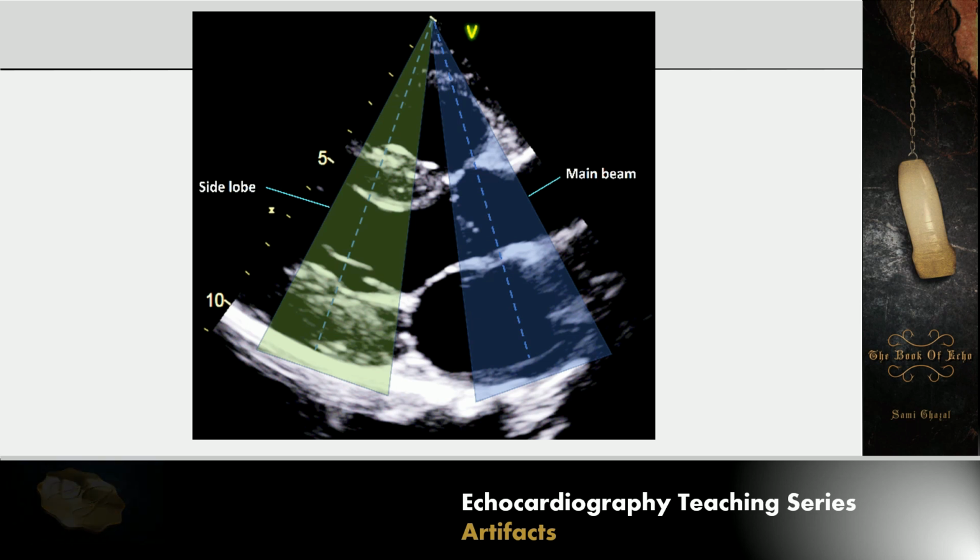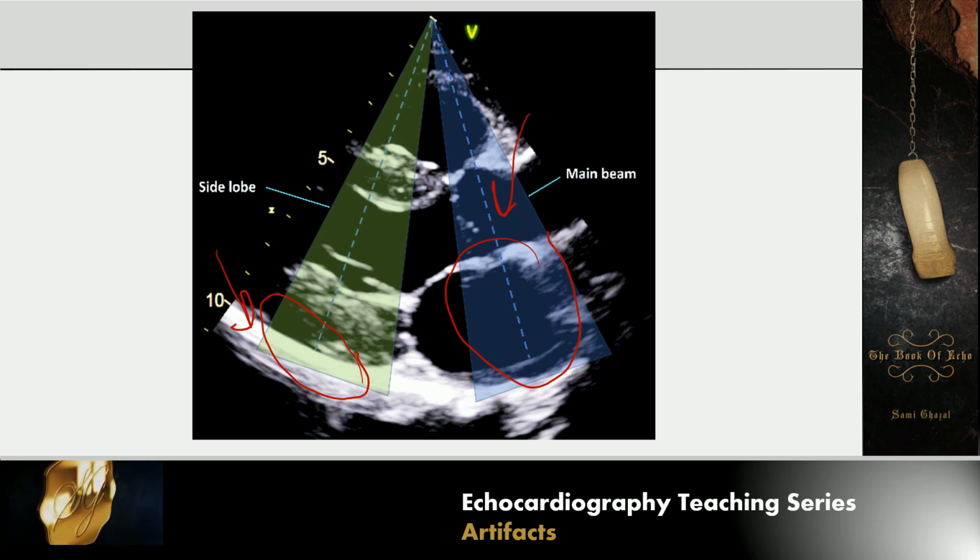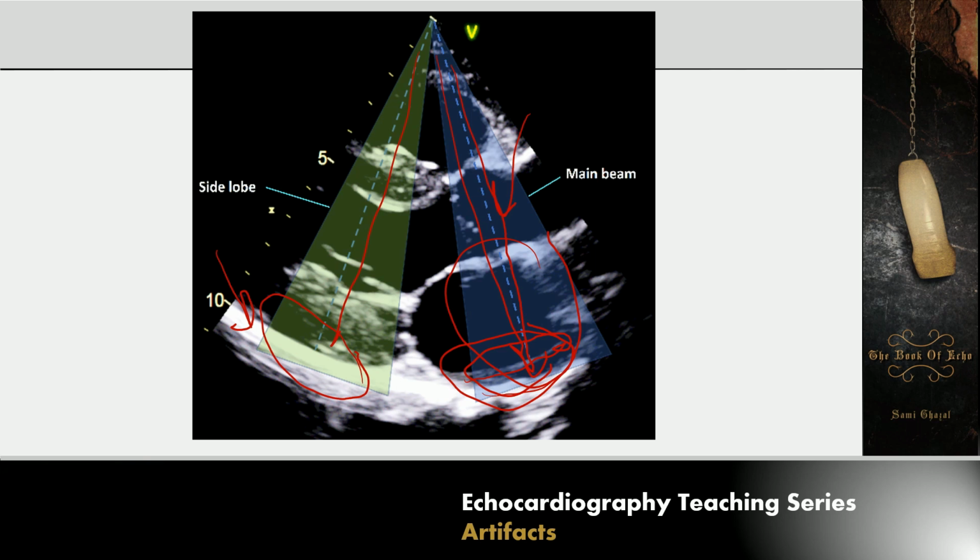Sometimes the side lobes are not close to each other. For example, in this example, you have this blue beam, which is the main beam, imaging the left atrial cavity. And then here, because you have a bright pericardium, you have a side lobe that is imaging the bright pericardium, but the machine will interpret it in the path of the main beam, and then you will see it here. So if you measure the distance here, it will be the exact same distance here, and then you will think there is a structure within the left atrium, but it's due to a side lobe artifact.